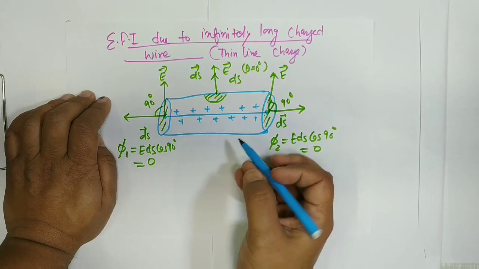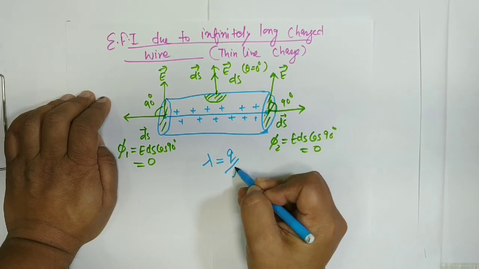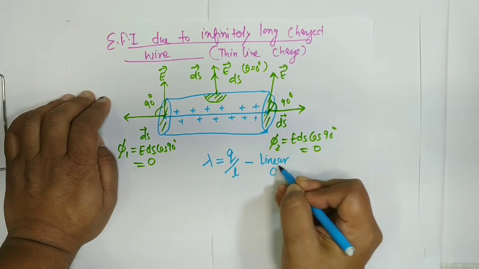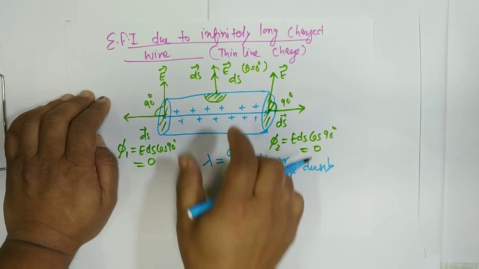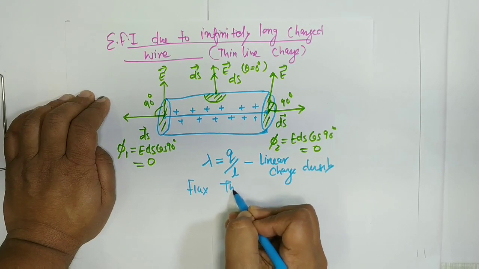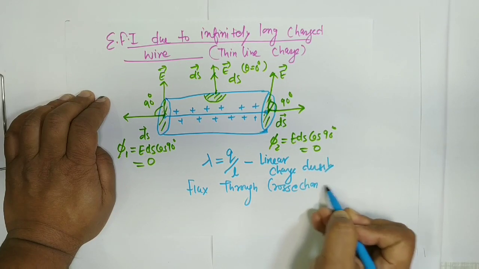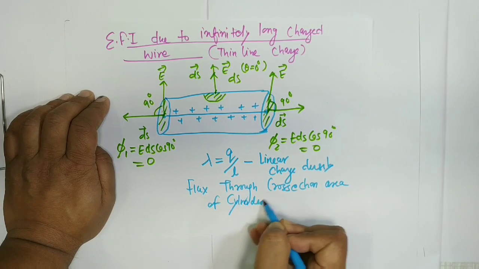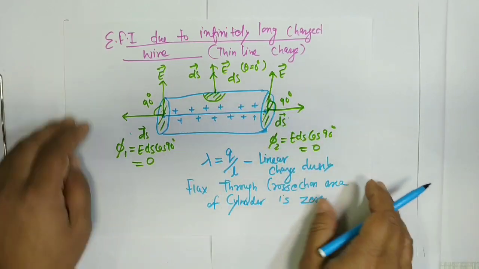So this is a line charge. If I ask you, a line charge has, you remember lambda is q by l. We have discussed lambda, the linear charge density. Remember? So flux through the cross-sectional area of the cylinder is 0. Got it or not? It is 0. This is only the curved surface.